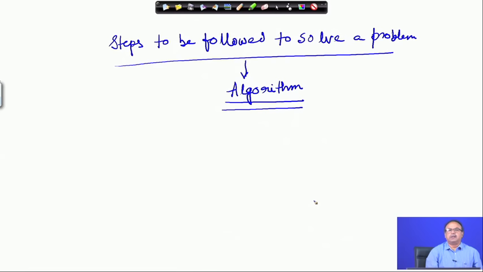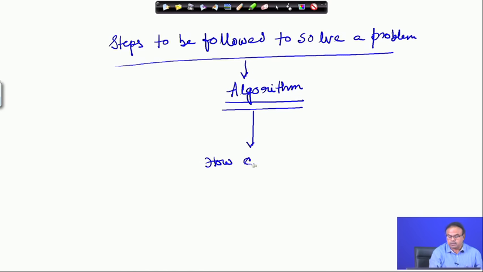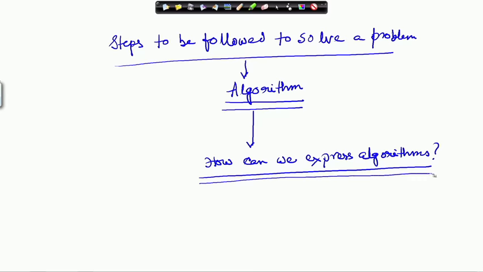In the next lecture, we will see how we can express these algorithms. How can we express algorithms? That is what we will do in the next lecture. There are different ways. When I say how can we express algorithms, not to the computer, but maybe I want to communicate an algorithm to you or you want to communicate an algorithm to me. I was showing some examples in which I was writing in English. So, there are different ways of doing that. We will discuss that in the next class.